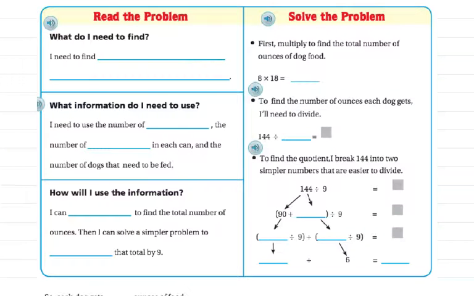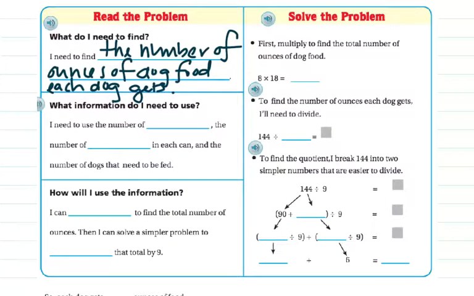So it says, read the problem. What do I need to find? I need to find the number of ounces of dog food each dog gets. Next, what information do I need to use? I need to use the number of cans of food, the number of ounces in each can, and the number of dogs that need to be fed.